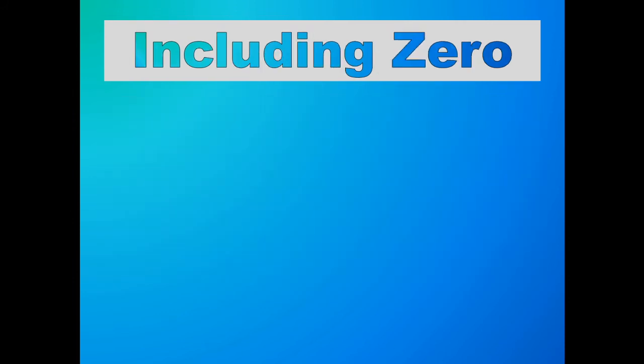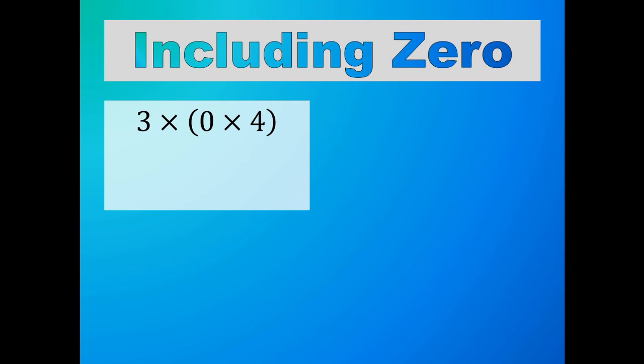Let's now talk about when you include 0. Let's suppose that one of those 3 numbers, or maybe 2 of them, or all 3 of them, is 0. Will the associative property of multiplication still hold true? Let's talk about 3 times parentheses 0 times 4. Now 0 times anything is equal to 0, so 0 times 4 is equal to 0. 3 times 0 is equal to 0, so this means that 3 times parentheses 0 times 4 is equal to 0.